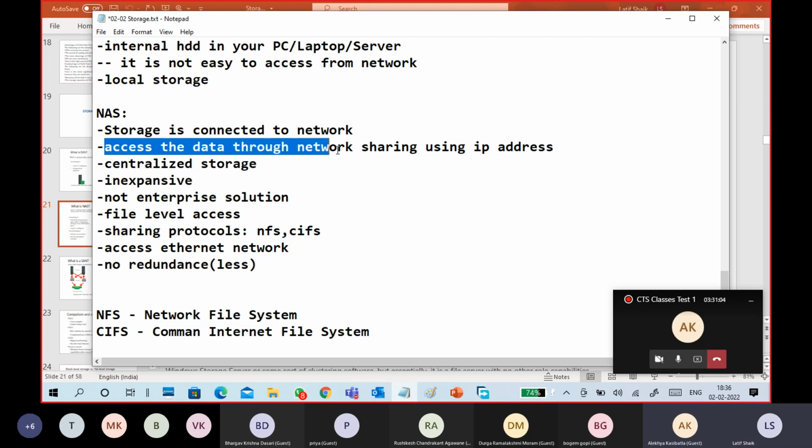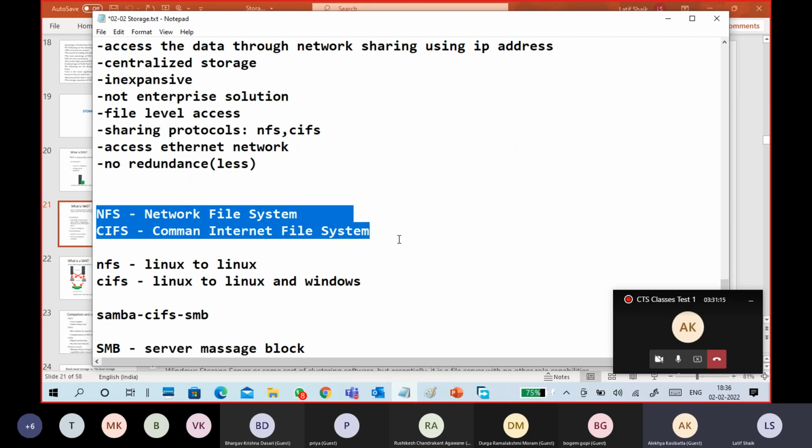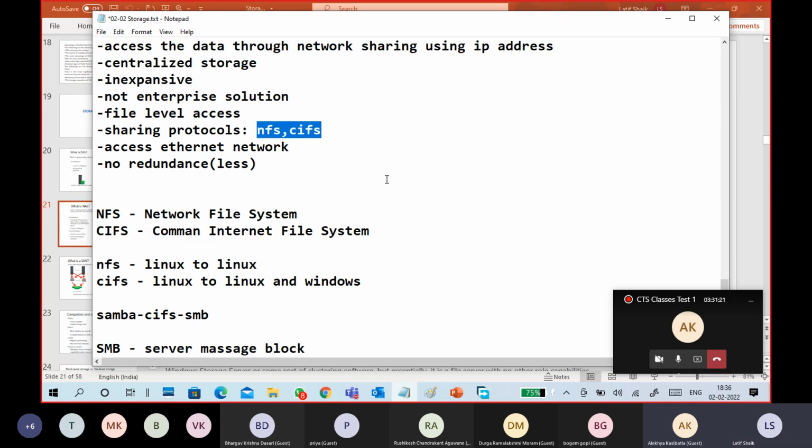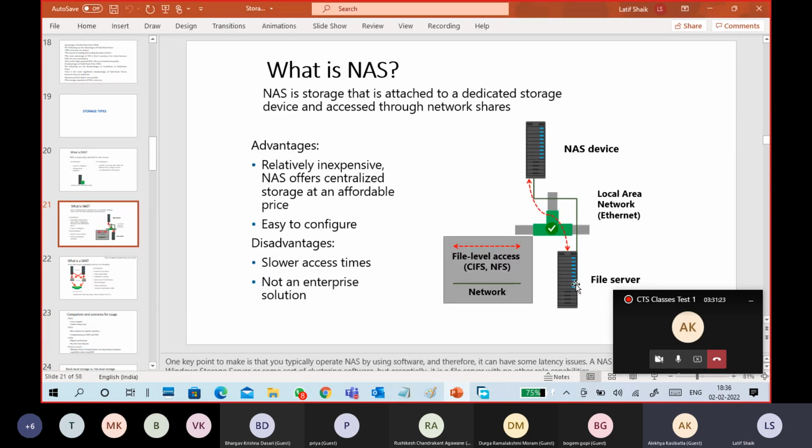Next, we access the data through the network, like sharing data. I open a share, right? In the same way, you access the data through sharing. So we use sharing protocols like NFS, AFS. If you see the diagram, this is the file server, and these are the NAS devices where hard disks store the data. The protocols and access permissions are controlled by the file server. The storage is in NAS devices, and through the local Ethernet network we can access it.